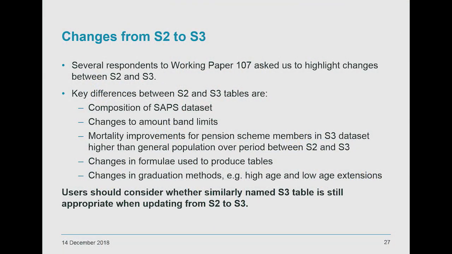We've had some responses to our poll. Quite reassuringly, nobody has thought that the changes in formula or graduation methods have caused the main differences, and that's quite reassuring because that would seem a little bit arbitrary. The biggest vote winner here is the composition of the dataset, followed by mortality improvements for pension scheme members relative to the population. That's got about a third, and then changes to the amount band limits, which is about 20%.